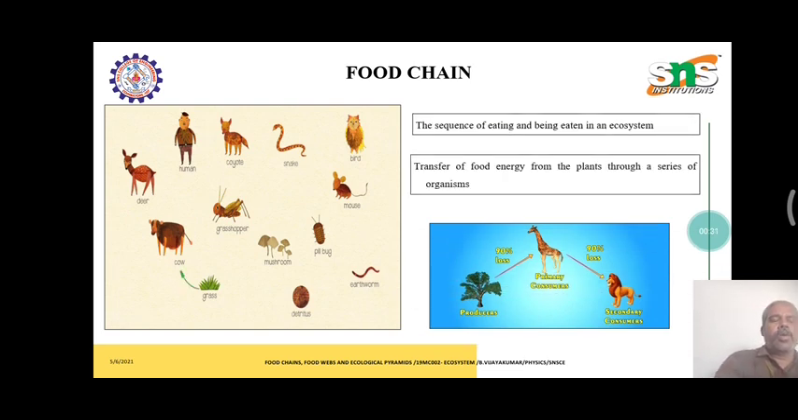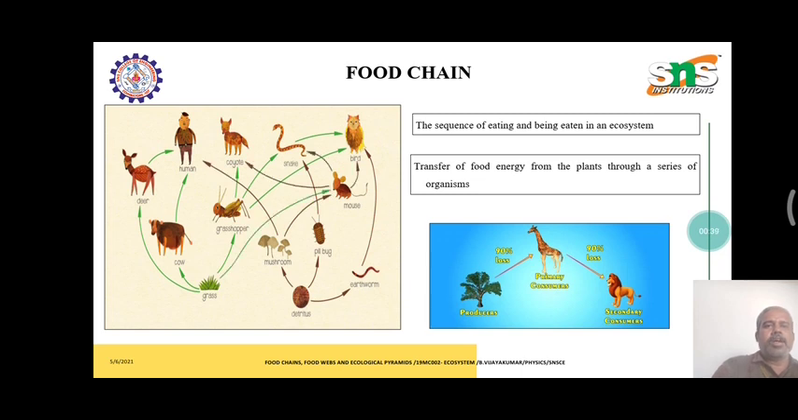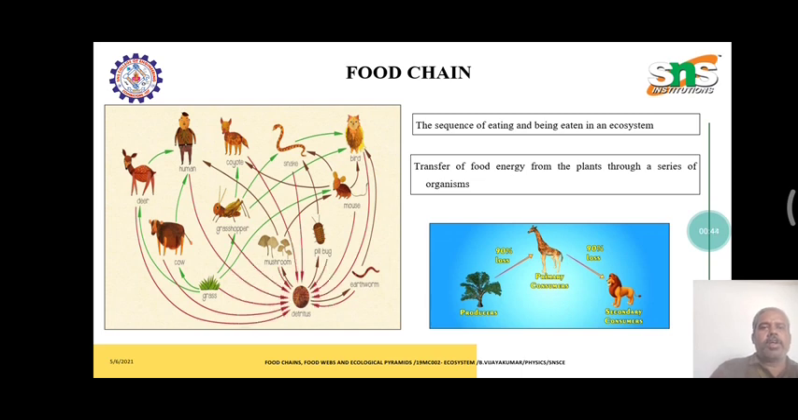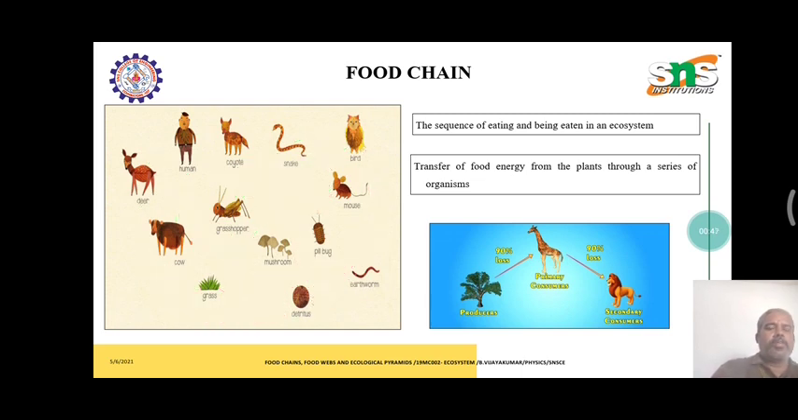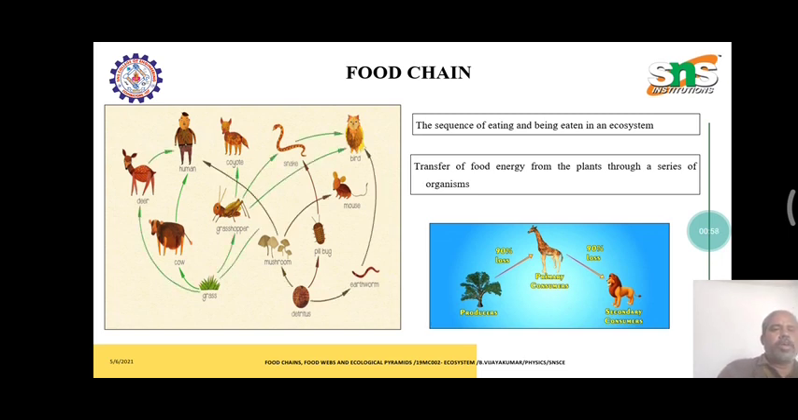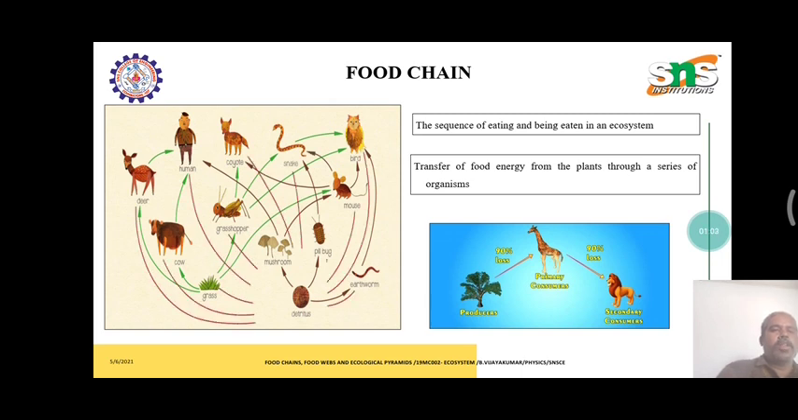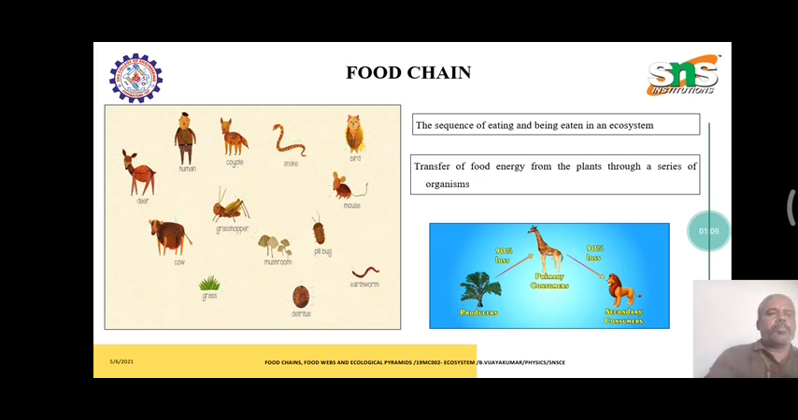The food web is a sequence of eating and being eaten in an ecosystem. Look at the picture. It starts from the producer, then it moves to consumers in different categories, and finally to the decomposer. This is the transfer of food energy from the plants through a series of organisms. The producer is a green plant, and it moves to the primary and the different categories of consumers, based on the producer.